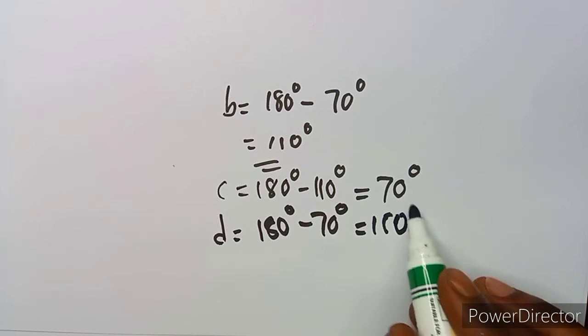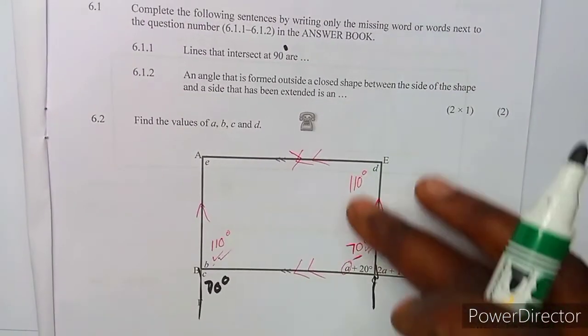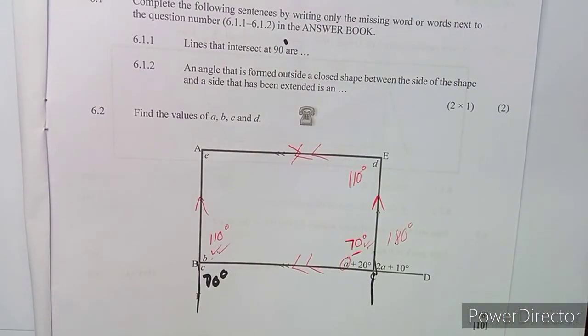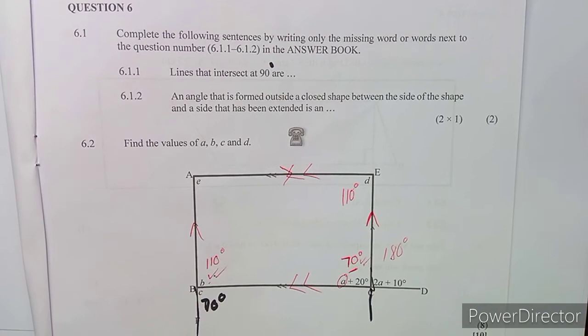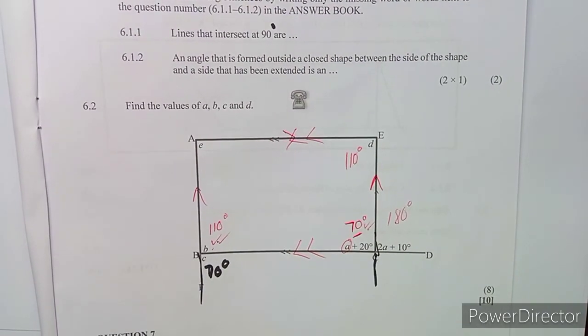Why? Because they are co-interior angles. They are inside the parallel lines, and if they are inside the parallel lines, it means that they must add up to 180 degrees. So this is a concept that you work with actually when you are having parallel lines. So that's it, guys. As you can see, it's an application of questions on parallel lines and so forth. So you can actually consider working with maths questions and so forth.